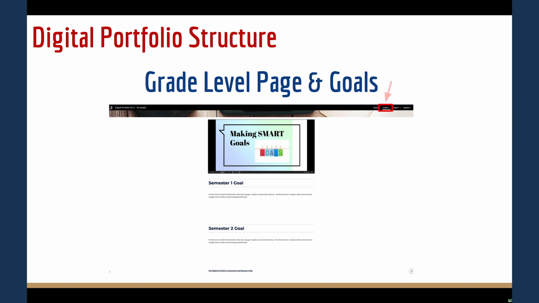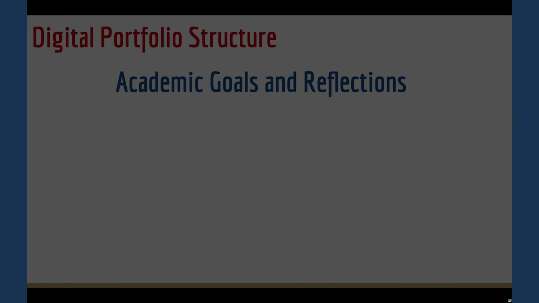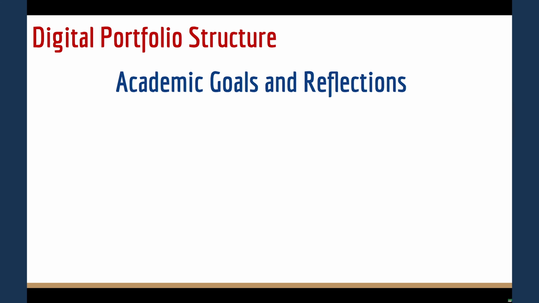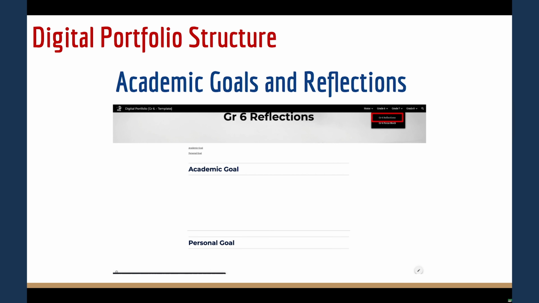Then you have the grade level page, which is where you'll be showcasing your SMART goals or your goals for the year, and you probably make these with your advisory teachers during some point of the semester. And then you have your academic goals and reflections. So you would go to the drop-down menu underneath your grade level, and you'll select the reflections, and you have your academic goal, and you might have some personal goals that you list, and then you can provide evidence as the year goes on that you've made that.